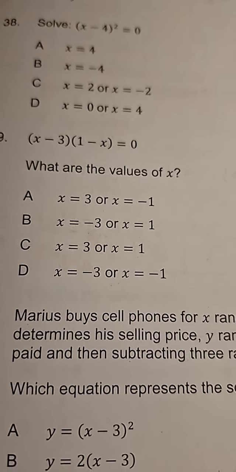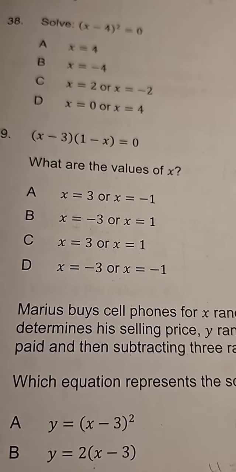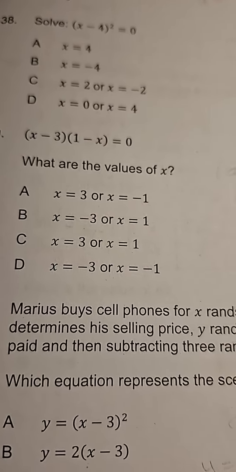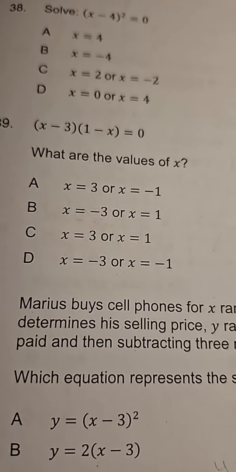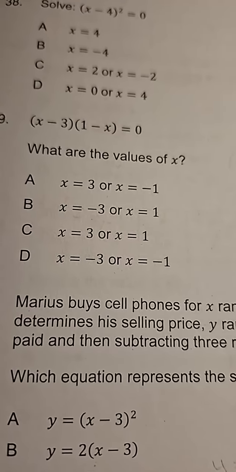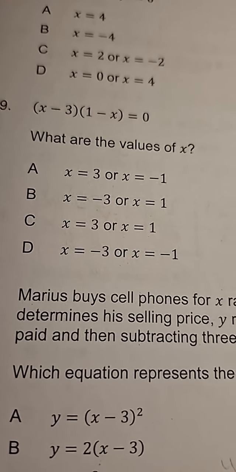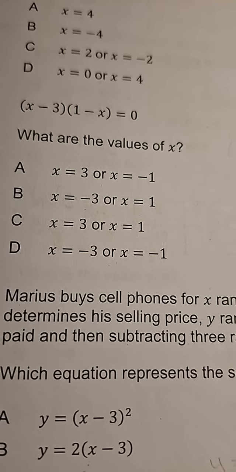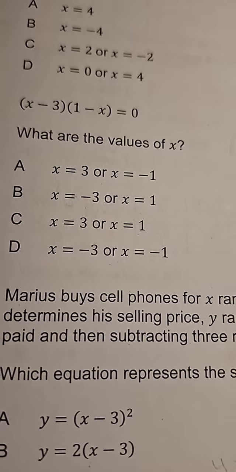x minus 3 into 1 minus x is equal to 0. So I'm seeing a lot of C's in the comment section. My girls is saying B. Just one person deviates from the answers that have been said. Jabulo says C, Melanie says C, Lusanda says C.